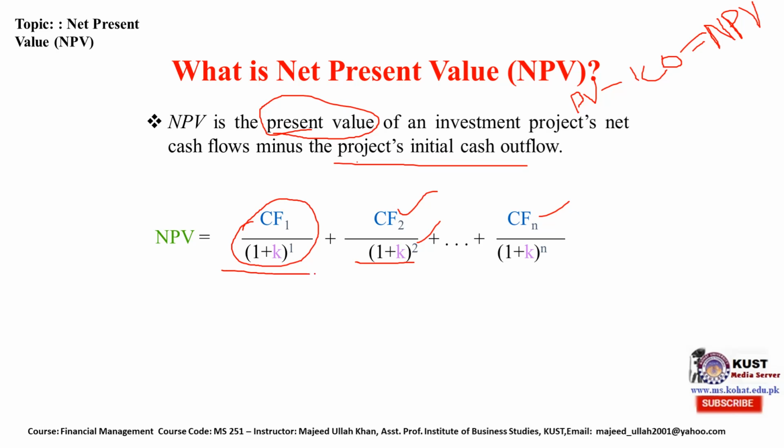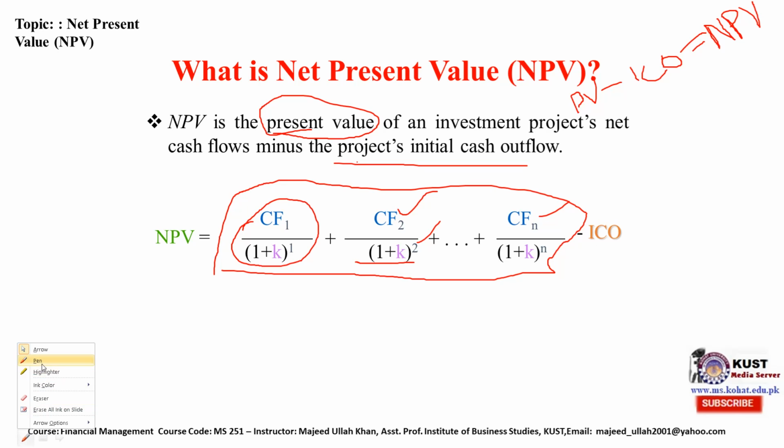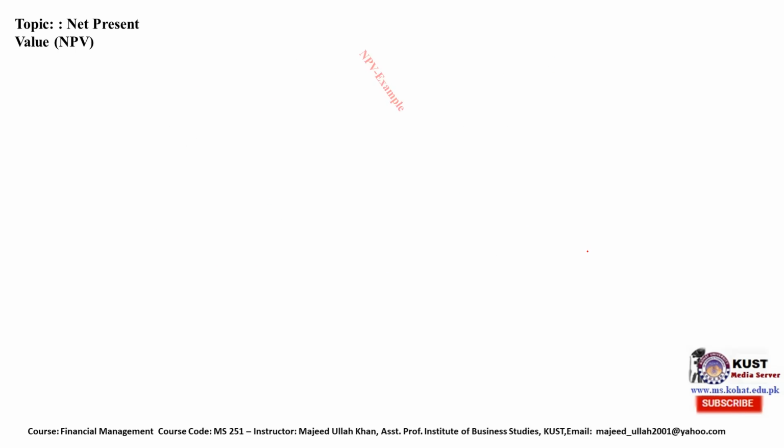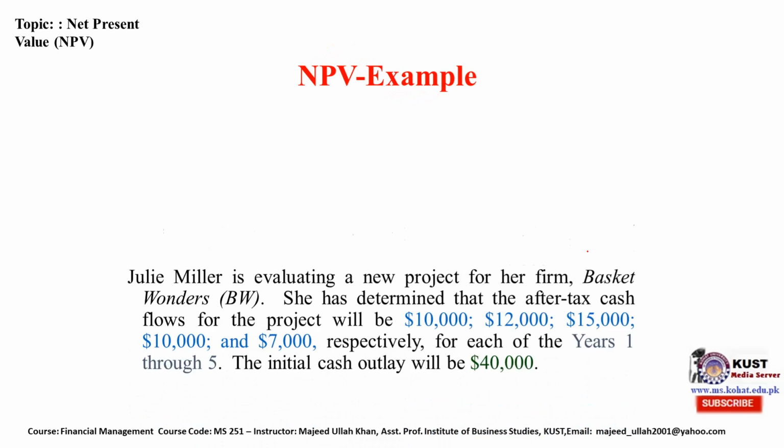Then this is not yet net present value. There is one more step, which is we will deduct the initial cash outlay from all these present values. So what is net present value? Net present value means present value of all future cash flow minus initial cash outlay. We will explain this with the help of an example.